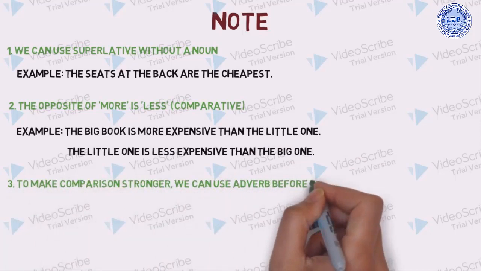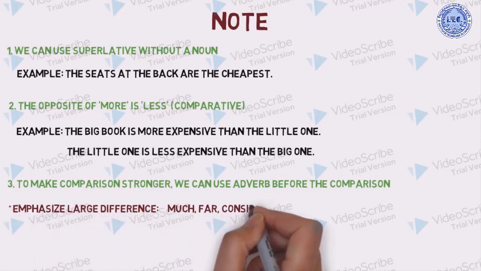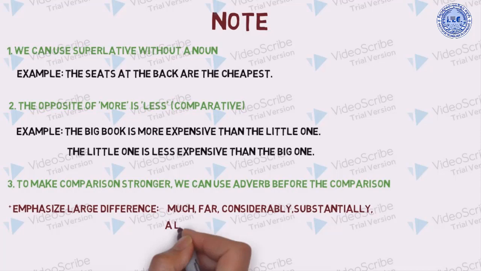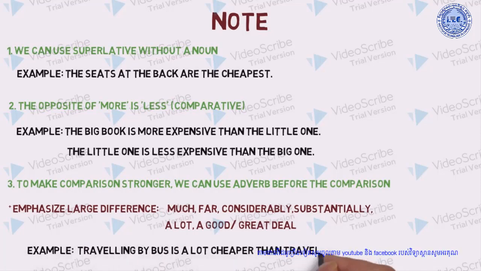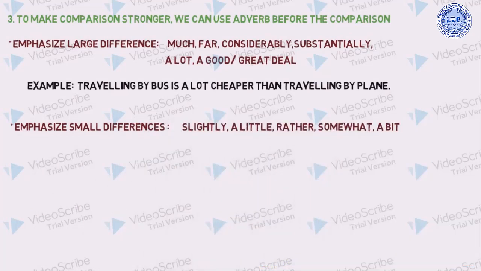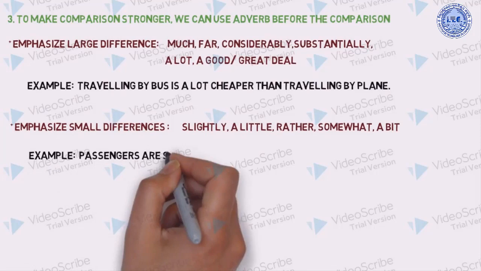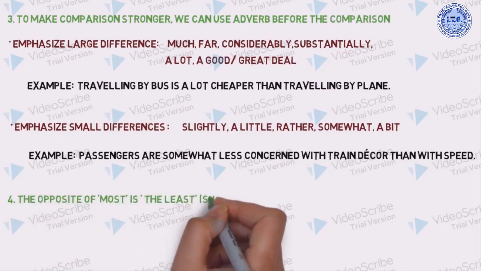Number 3. To make comparisons stronger, we can use adverbs before the comparisons. To emphasize larger differences, we use much, far, considerably, substantially, a lot, a good deal, or a great deal. For example, traveling by bus is a lot cheaper than traveling by plane. To emphasize smaller differences, we use slightly, a little, rather, somewhat, a bit. For example, passengers are somewhat less concerned with train decor than with speed.